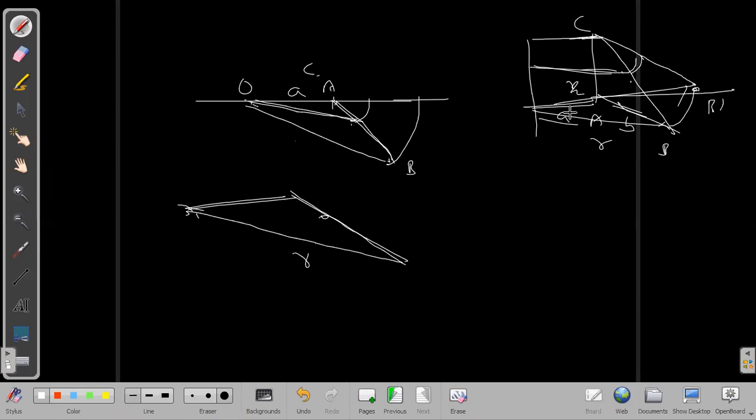In fact, not R by 2. Sorry, I was also saying wrong. It should not be R by 2. It should be just, if the closer distance is X and the farthest is R, then the midpoint should be at a distance of X plus R by 2.